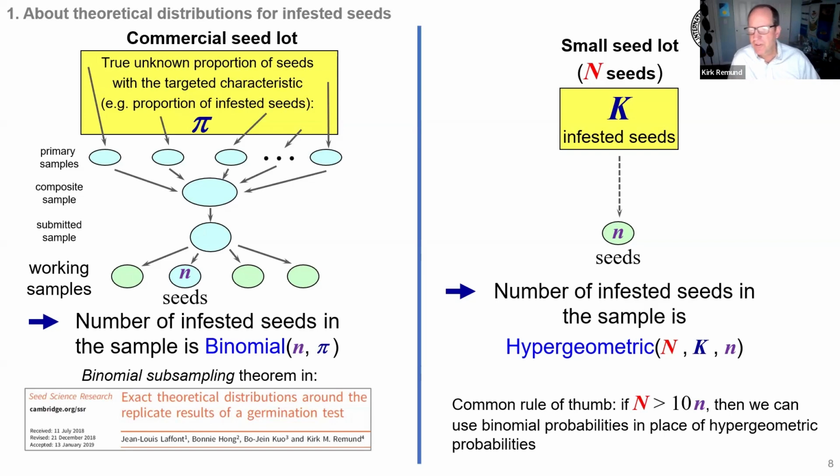A common rule of thumb we use is that if your population is greater than 10 times your sample size, then you can use the binomial probabilities in SeedCalc. If that property doesn't hold, then we want to go back and use a hypergeometric tool, which I'll show you here in a moment. So great.